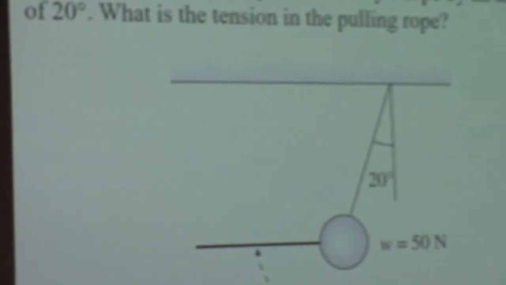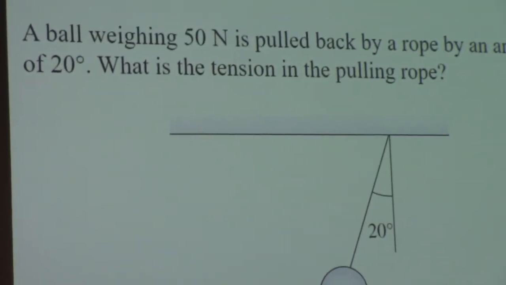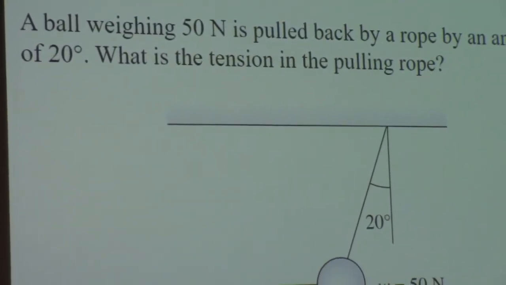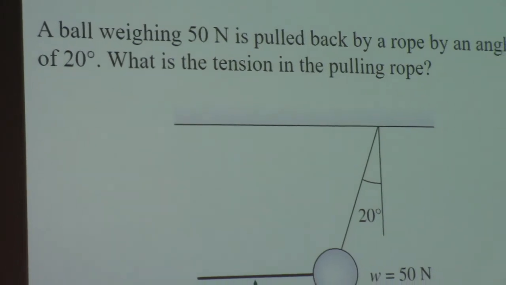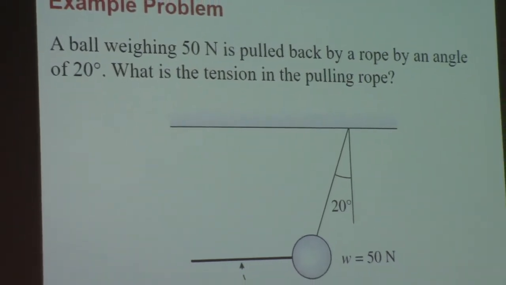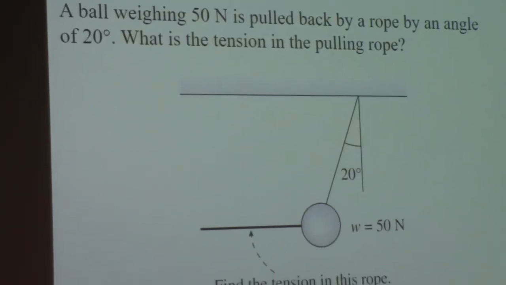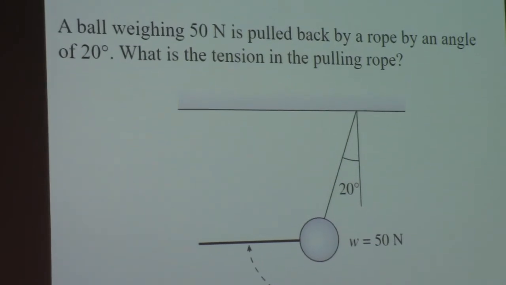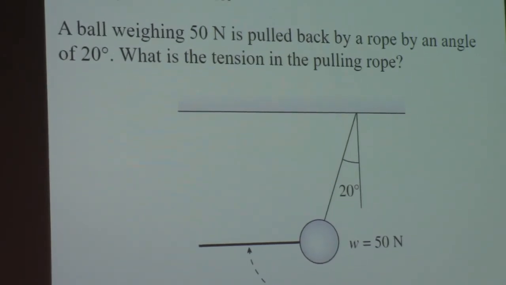We have a ball that weighs 50 newtons, so that's the weight, pulled back by a rope at an angle of 20 degrees, just like the picture has. What is the tension in the pulling rope? So there's 2 ropes. It's hanging by one rope, and there's a tension in another rope. We want to figure out what's the tension in the pulling rope.